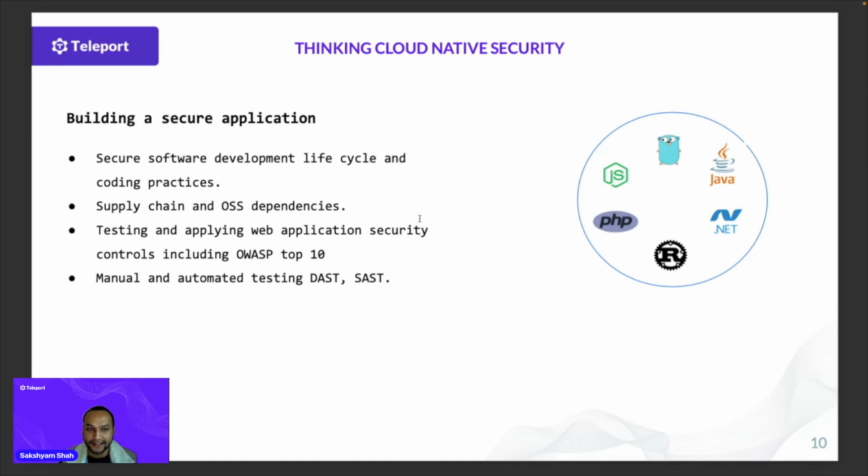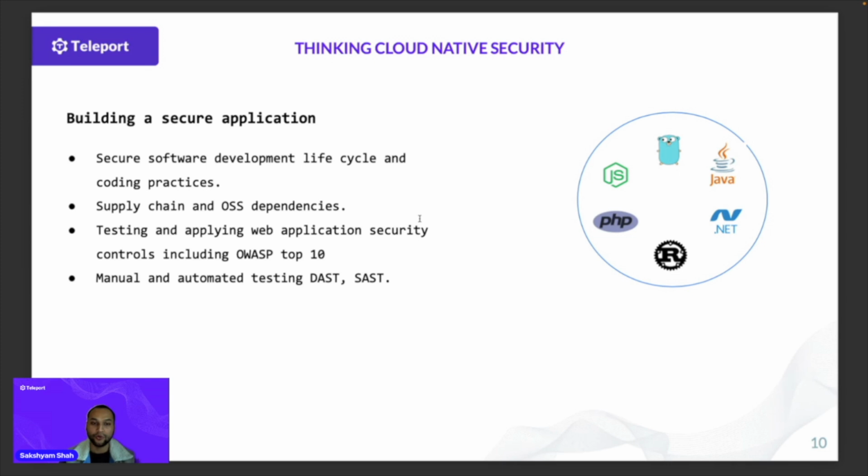Because at the end, it is the application we want to build and deploy using cloud native solutions, right? So you have to think about secure software development life cycles and coding practices. You also have to think about how you pull dependencies into your applications. So you have to think about supply chain security and open source dependencies as well. And then you have to implement continuous testing and apply web application security controls.